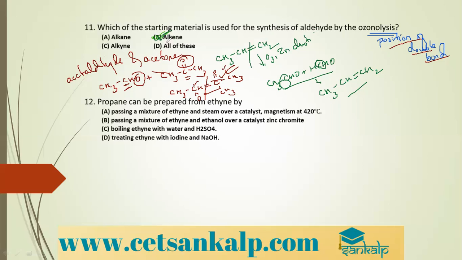Okay. So the correct option is ozonolysis. If you want aldehydes, ozonolysis of alkenes has to be done. Moving to the 12th question. Propane can be prepared from ethine. By. So propane is prepared and the starting compound is ethine.